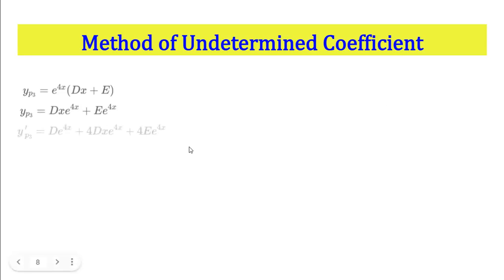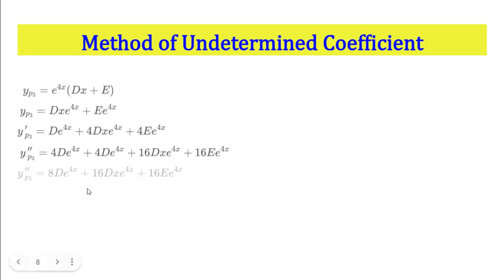So we want y prime of yp3 equal to d e to the 4x plus 4dx e to the 4x plus 4e e to the 4x. So differentiating for the second time will come out to this particular value. Since we have differentiated twice, we can now take each of the values and substitute it back into our non-homogeneous differential equation to solve for our undetermined coefficients.